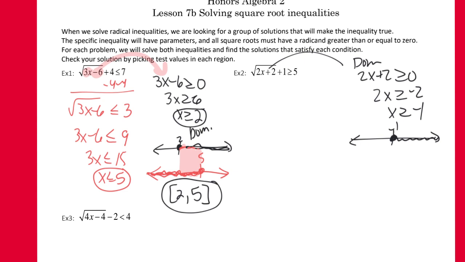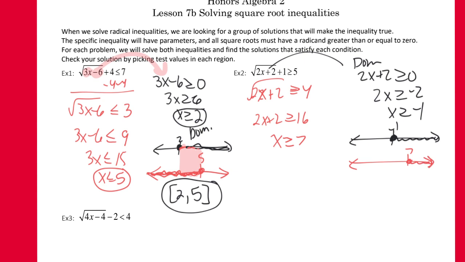So you just solve it, and how do we make it true and keep it real? So you minus 1 from both sides, you get the square root of 2x plus 2 is greater than or equal to 4. And then we square both sides, you get 2x plus 2 is greater than or equal to 16, minus 2 from both sides and divide by 2. You get x is greater than or equal to 14 divided by 2, which is 7. Okay, so greater than or equal to 7. So 7 is here.